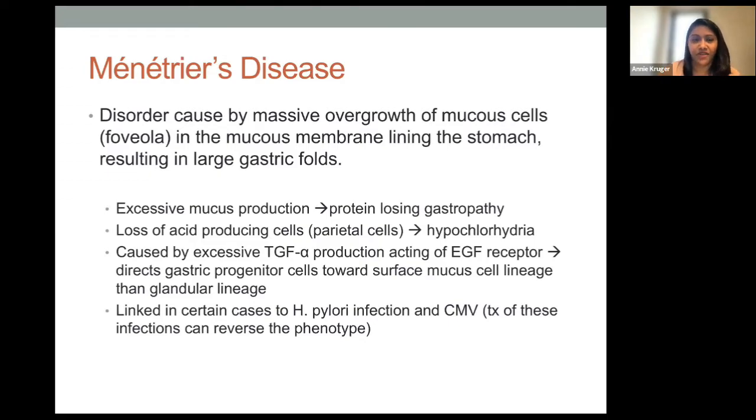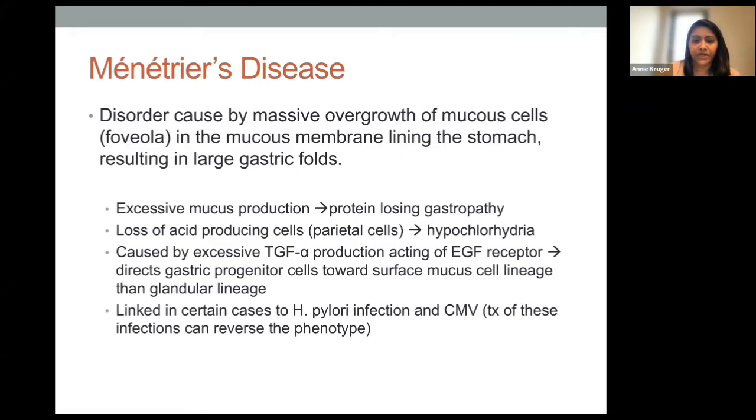Ménétrier's. Okay, so this is a very kind of test makers' favorite kind of disease to include. I haven't seen much of it. I think I only saw one during my entire time in fellowship and none since then, really. But this is a strange disorder where you have massive overgrowth of the mucus cells and foveolar mucus cells in the stomach, and it leads to these very large gastric folds.